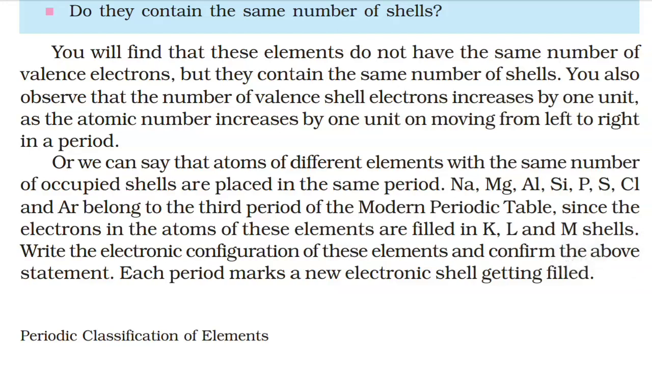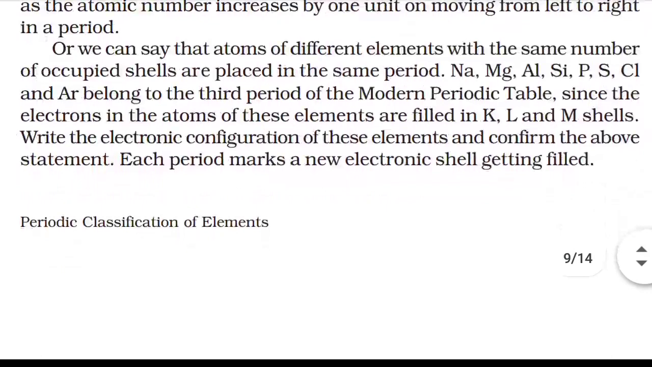You will find that these elements do not have the same number of valence electrons, but they contain the same number of shells. You also observe that the number of valence shell electrons increases by 1 unit as the atomic number increases by 1 unit on moving from left to right in a period. Or we can say that atoms of different elements with the same number of occupied shells are placed in the same period. Sodium, magnesium, aluminium, silicon, phosphorus, sulfur, chlorine and argon belong to the third period of the modern periodic table.